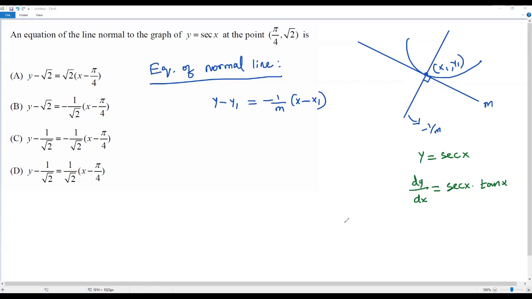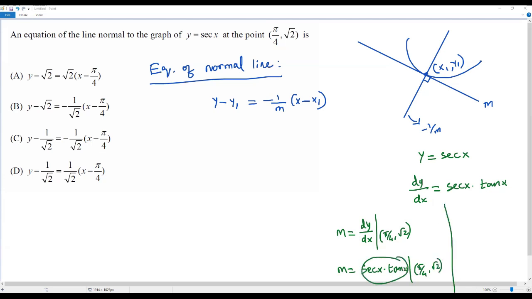Now let me get the slope of the tangent line m at this point pi over 4 comma square root of 2. For that, we have to plug this point into the result of dy over dx, the first derivative we got from the equation of the curve. So let me write dy over dx at the point pi over 4 comma square root of 2. We know that dy over dx equals secant x times tangent x. In this secant x tangent x, we have to plug in the point, but we don't find y over here, we find only x.